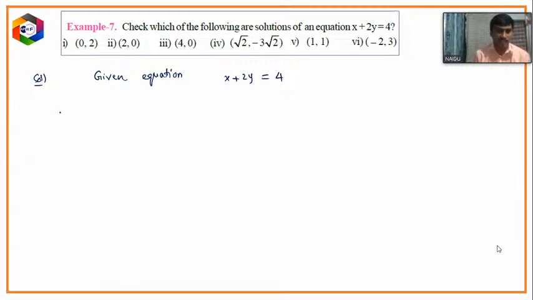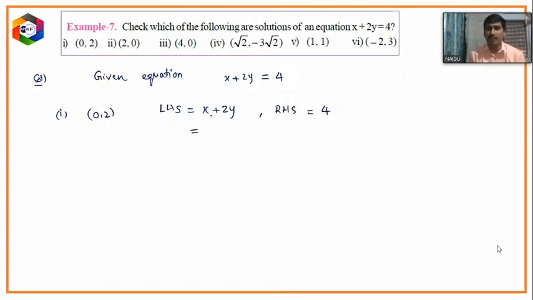As usual, the first one I will take for simplicity. So (0, 2). How to verify this? Here is the equation. The part on the left hand side of the equation we call LHS. The expression on the left hand side is x plus 2y. What is on the RHS, right hand side, is 4. Let us substitute the x value and y value in the LHS and RHS if they have the variable. Otherwise, check once whether they are equal or not upon substitution.